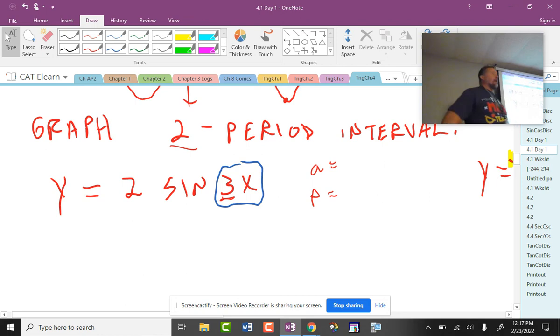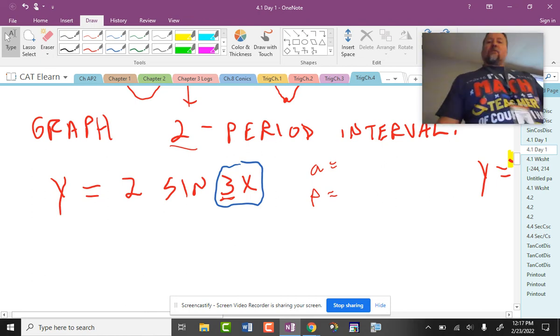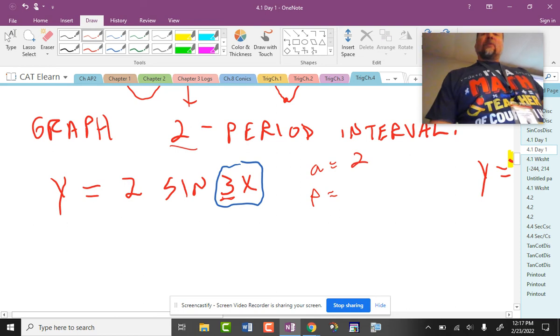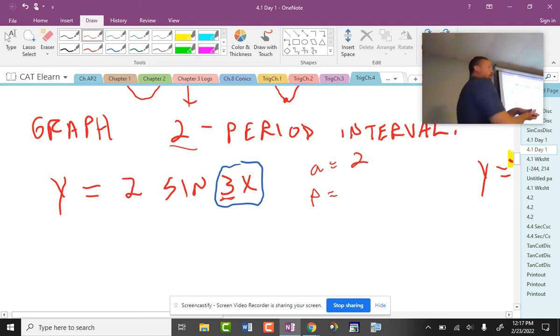First of all, what's the amplitude, everybody? 3, 2, 1, go. 2. Remember what amplitude is. It does go 2 to negative 2, which is a distance of 4 y-axis values, which half of that is 2. It's always half of the y-axis distance.